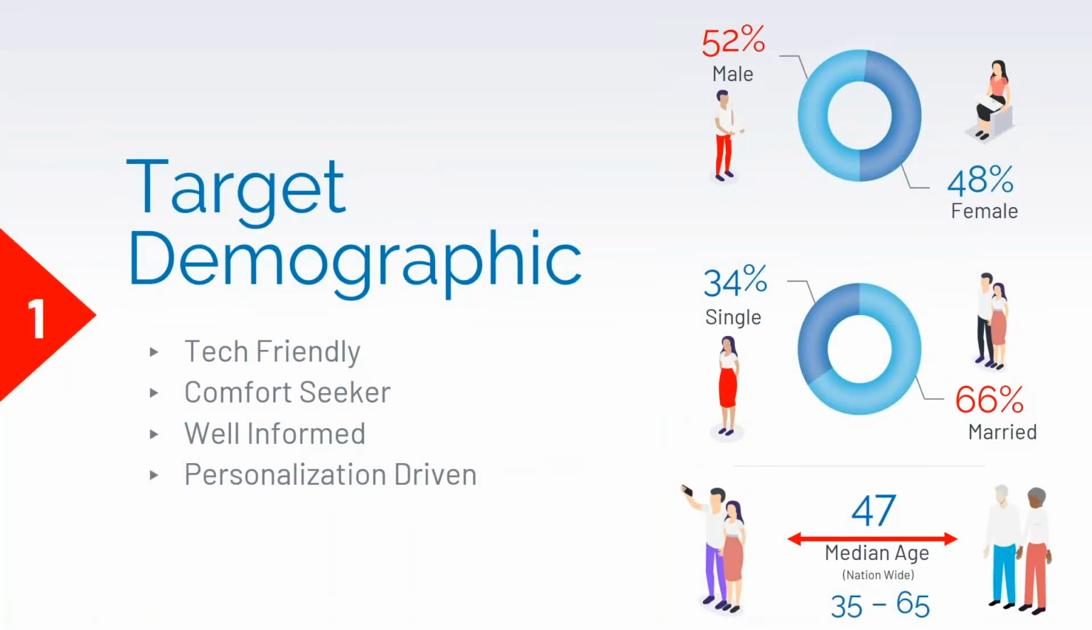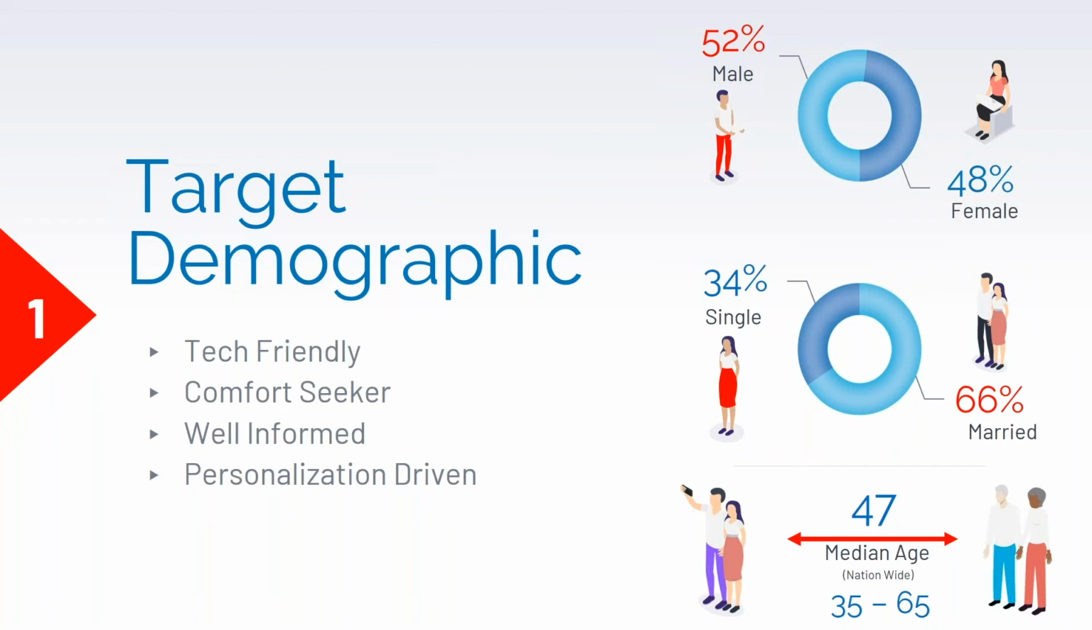So target demographic. This is who our customer is, who will be most likely to want our products and be interested in them and submit a lead to our system. So these are tech-friendly consumers. These are people who like to use their smartphones for things. These are people that are probably on the more close to the leading edge of technology. Also, they are comfort seekers. So these are people who want to be comfortable pretty much anywhere that they are, but especially in their homes and especially in their place of business.